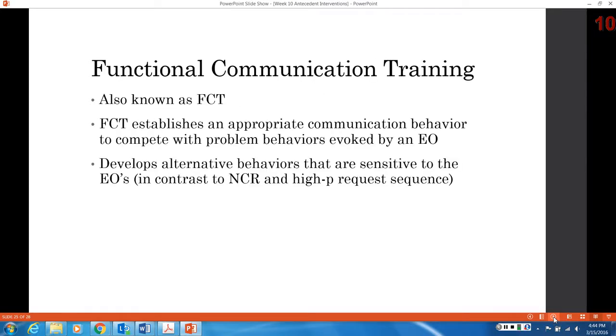A third antecedent intervention that we are covering is functional communication training, or FCT. FCT procedures establish an appropriate communication response to compete with problem behavior that is evoked by an establishing operation. FCT procedures develop alternative behaviors that are sensitive to the same EOs as problem behavior. In this way, FCT procedures differ from NCR and high probability request sequence procedures.